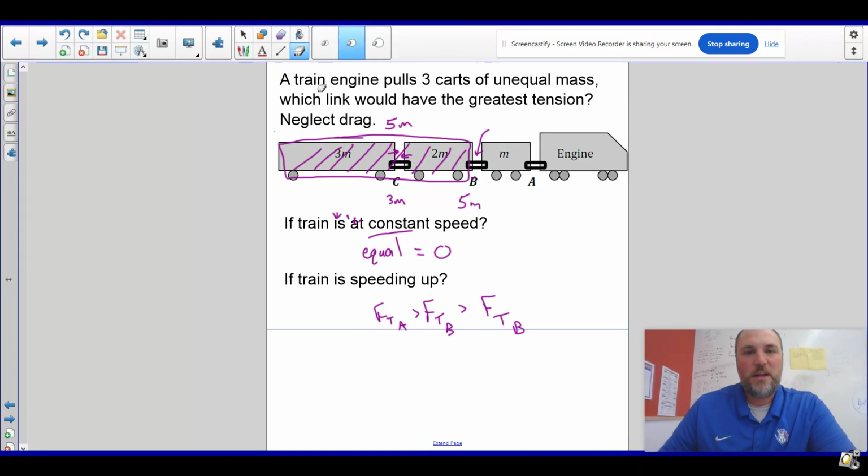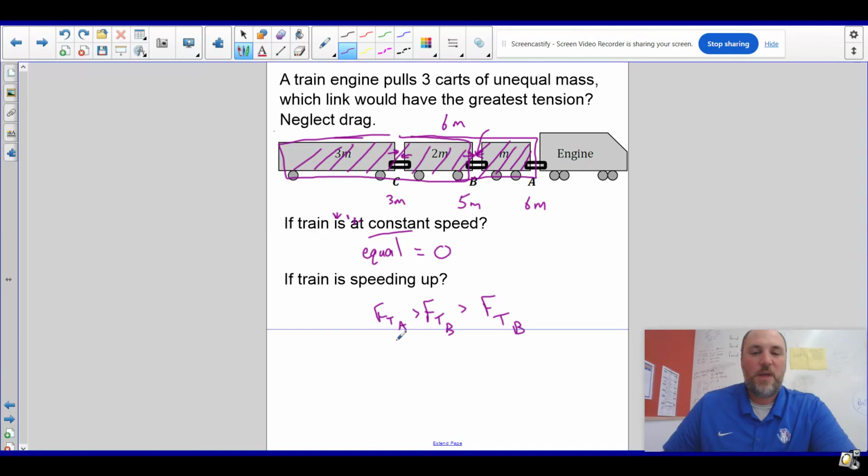And similarly, if we extend this system and draw a box around all of our train carts and consider that to be a 6m object, and now B and C are internal third law pairs that would cancel out, I can say that link A is responsible for pulling along 6m. So it's pulling the most mass with the same acceleration as everybody else, so then the tension in link A has to be the greatest, and the tension in, my apologies here, link C is the least. So A is pulling the most mass, B is pulling 5m, and C only has to pull along the 3m.